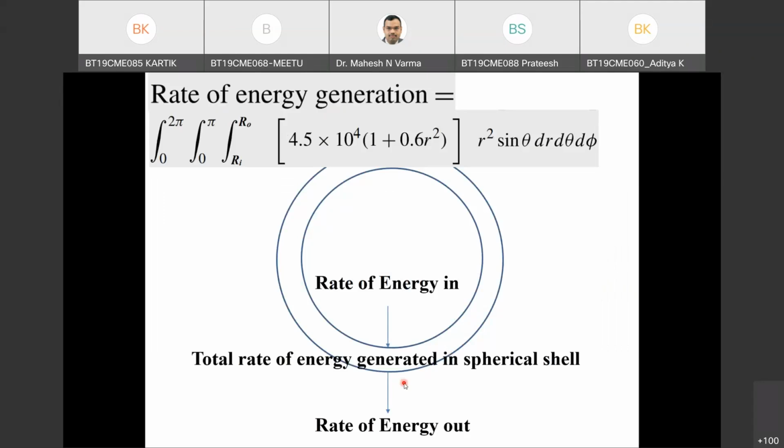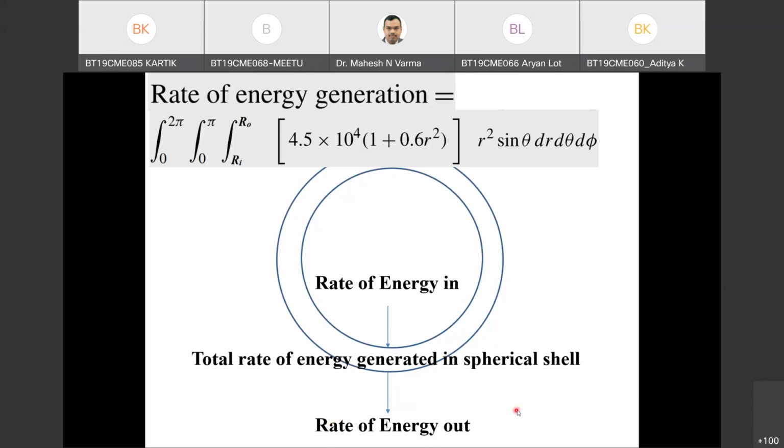Roll number 66, Aryan. What is the rate of energy out here? Sir, the rate of energy out at the outer surface will be surface area into energy into temperature, which means 4 pi into radius 0.5 square into 150 into temperature minus TW minus 25.